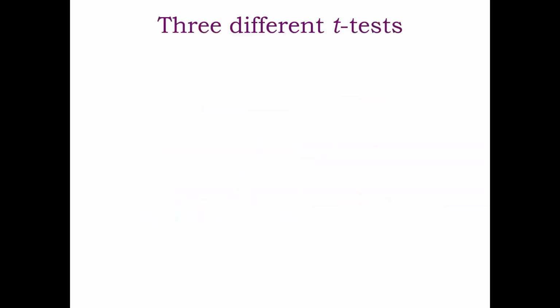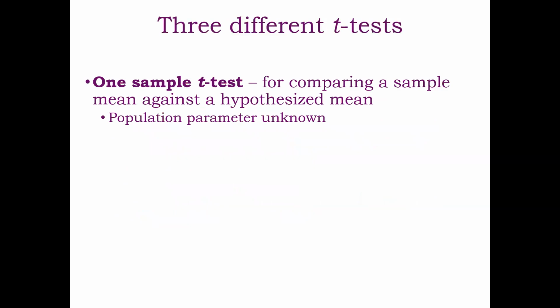right? Okay, so there are three different t-tests we're going to be covering. The first is the one sample test. It's very similar to the z-test. It's actually not used that frequently in research and psychology, but it's useful. It's for comparing a sample mean against a hypothesized population mean.